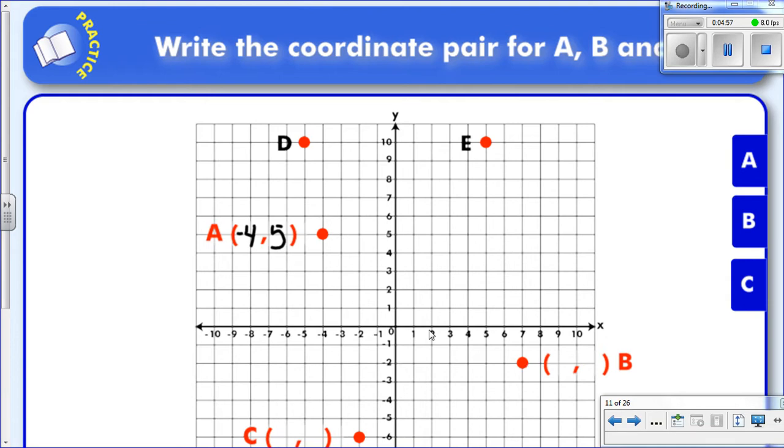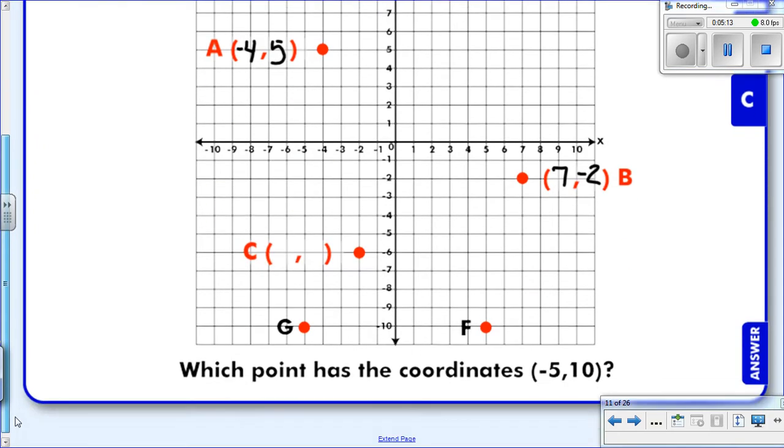Alright, next I'm going to look at B. B, I went over 7 units, so that is my x, and then I went down 2. So that is my y. So I have 7, comma, negative 2. All right, my next point is right here. I went to the left 2 units. So left is negative, negative 2, and then I went down 6.